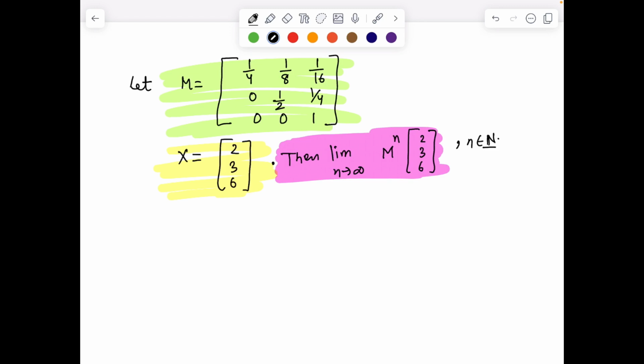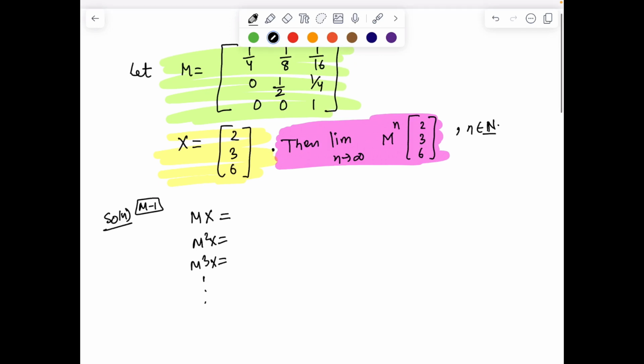It's given a matrix M which is 3 cross 3 and we have X as a column vector. We need to find the limiting value of the sequence of matrix M raised to the power n X, where n is a natural number. A usual typical way to start is to try to get some pattern. We'll calculate MX, M square X, M cube X and hope for some pattern soon. This is left as an exercise for you.